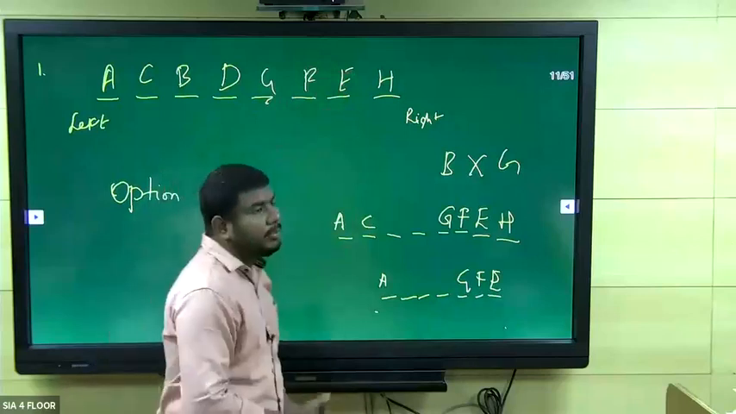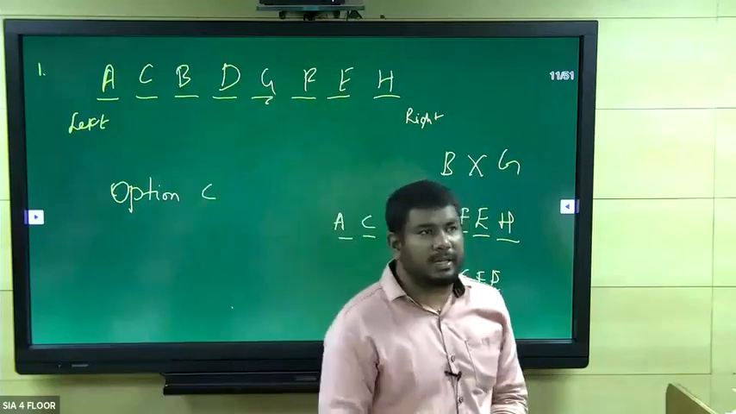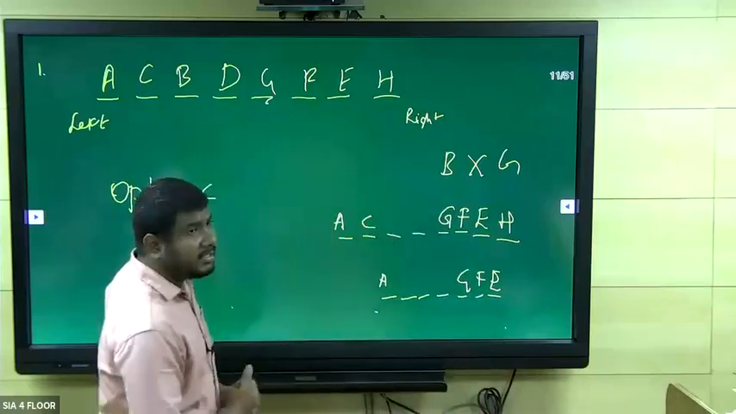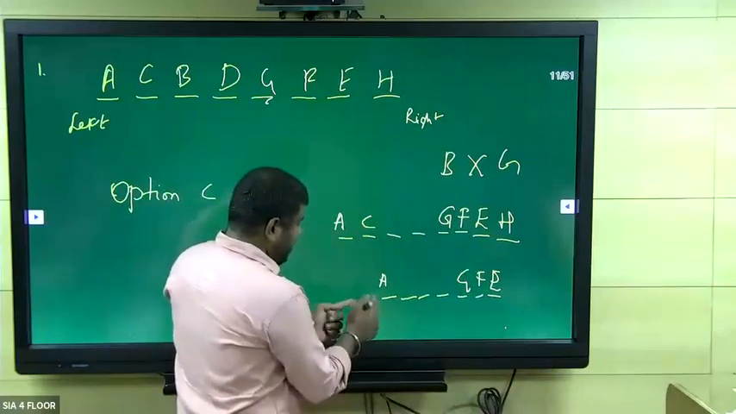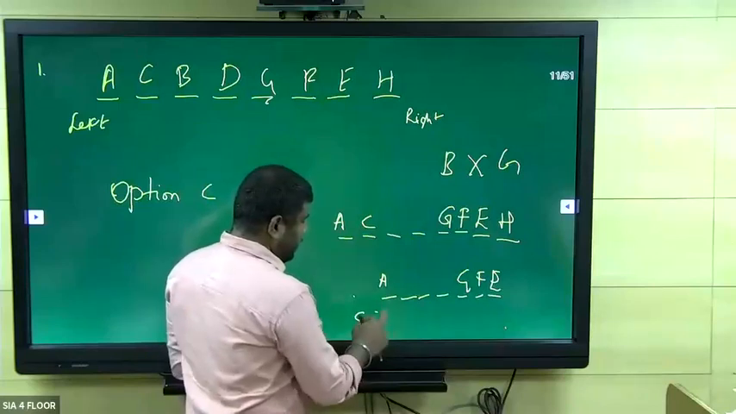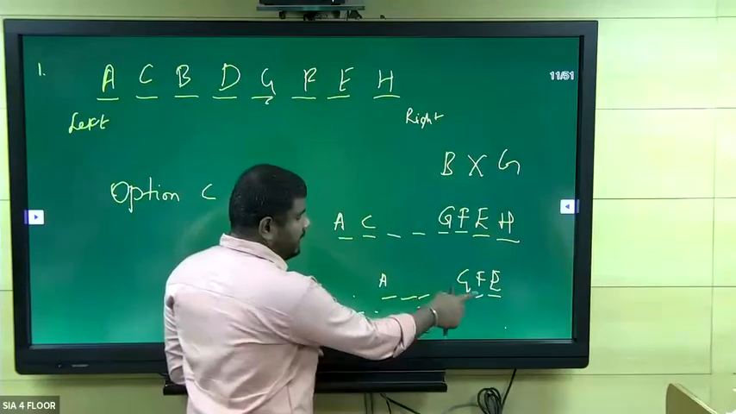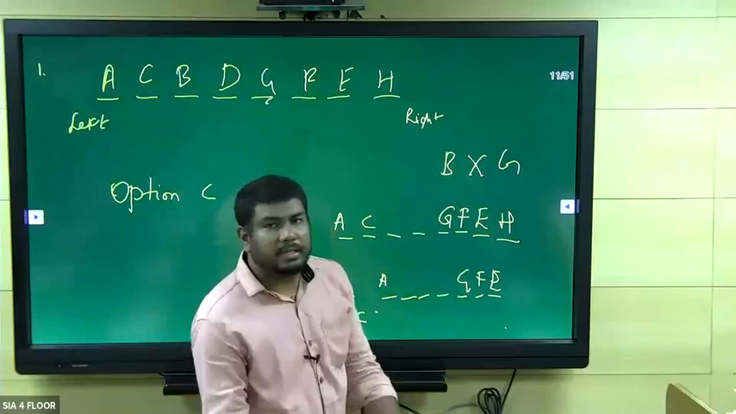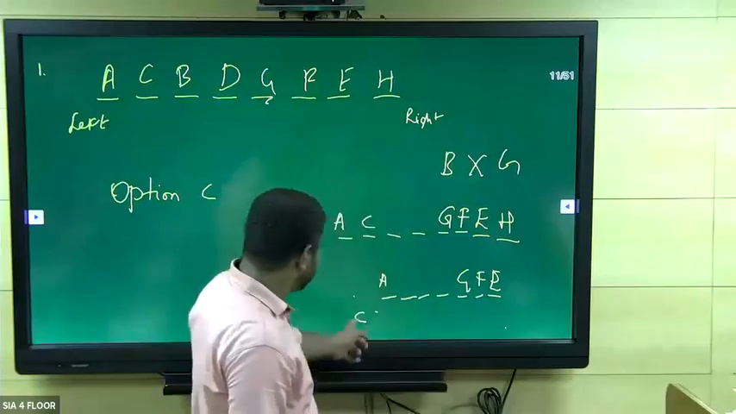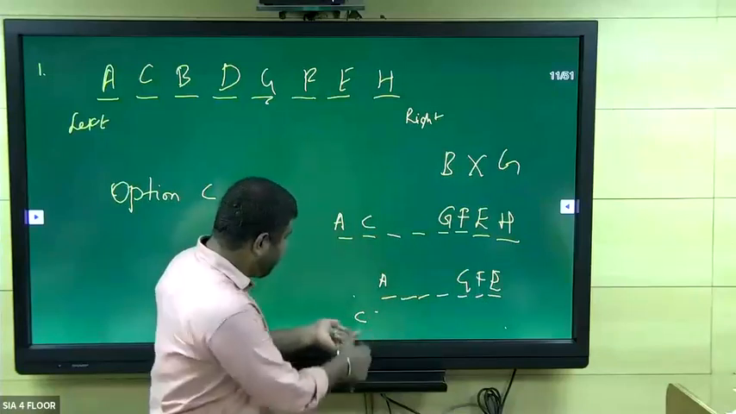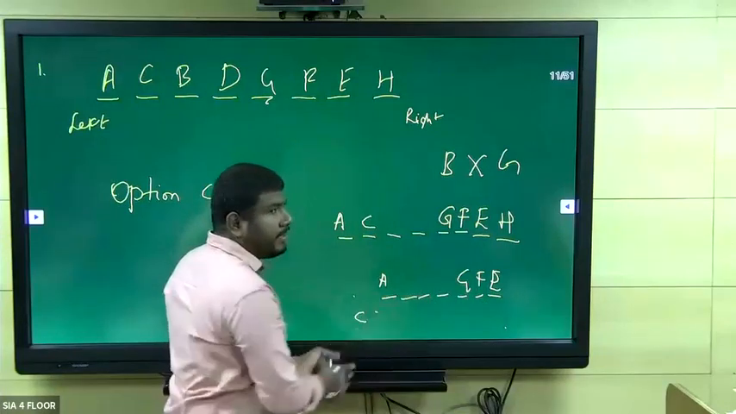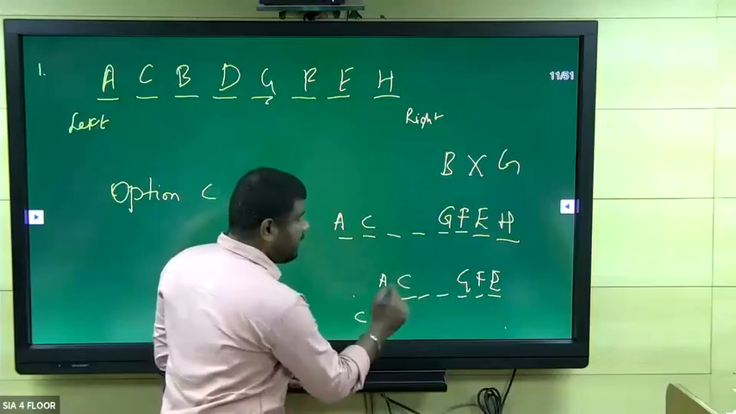So now another clue is H is sixth to the right of C, right? If I take C here, then read 1, 2, 3, 4, 5, 6. Already F is there. Then our statement will be wrong because sixth to the right, H should be there. So this is wrong. So I can't take C here, right?